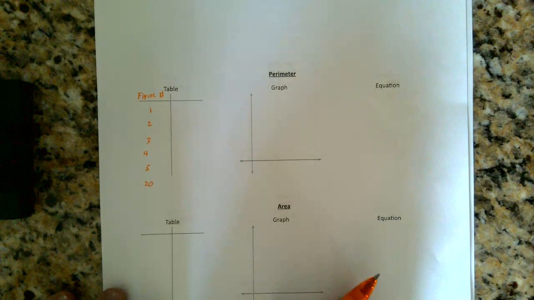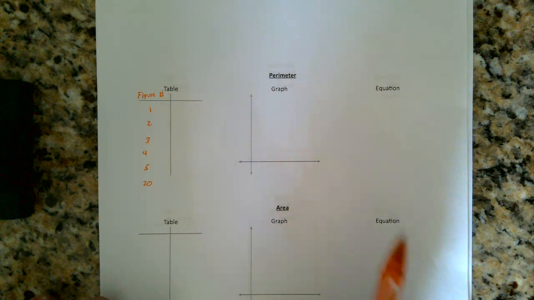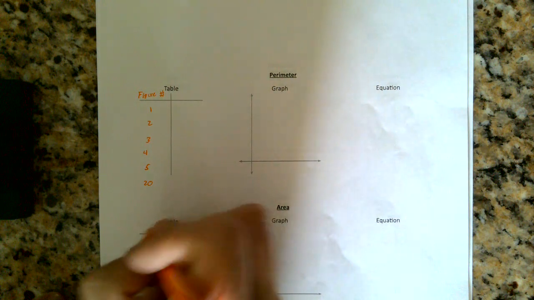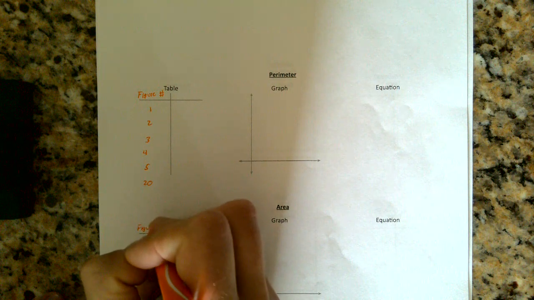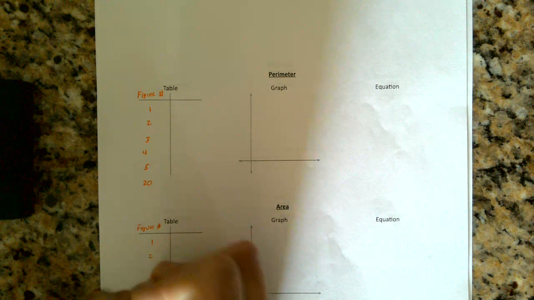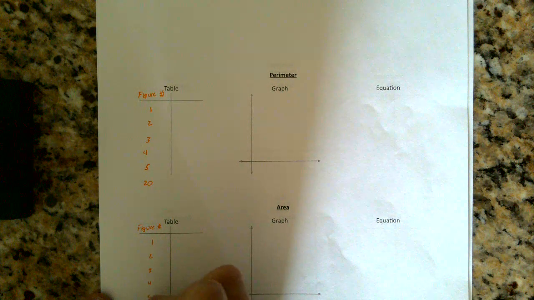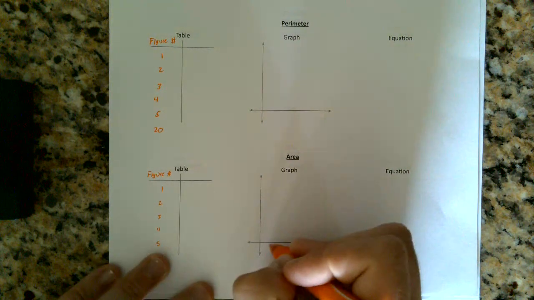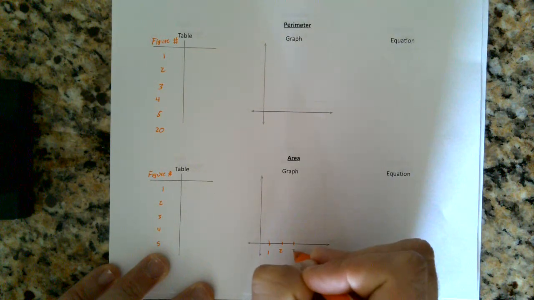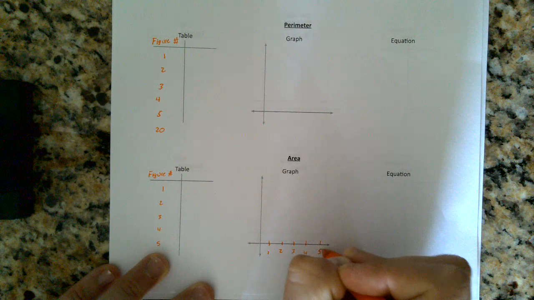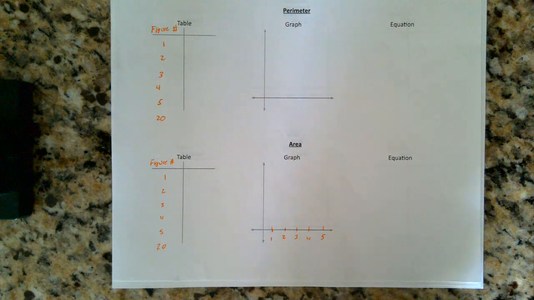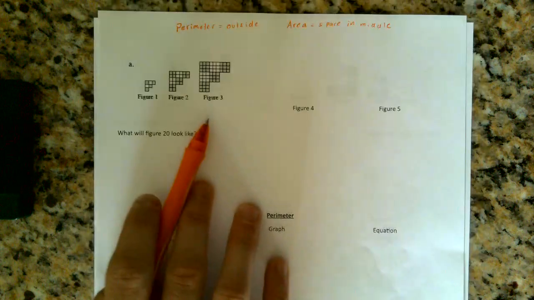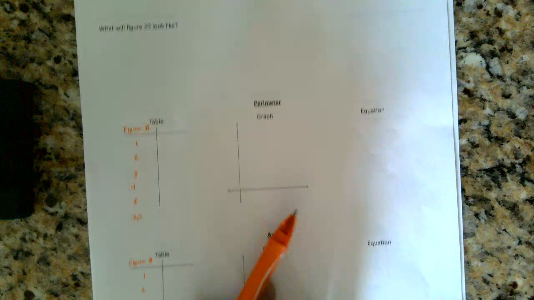So perimeter and area. These do not have to be hard; they can be very easy sketches. In this case, you have the figure number here, and you can go one, two, three, four, five, and then 20. Each figure, as you go along with the graph, you can label: one, two, three, four, five. You do not have to do 20, folks. You get the idea. As you add the blocks, whether you're counting the outside for the perimeter or the number of boxes within the space for the area, just keep that in mind.